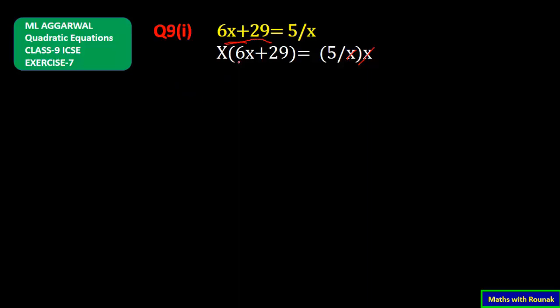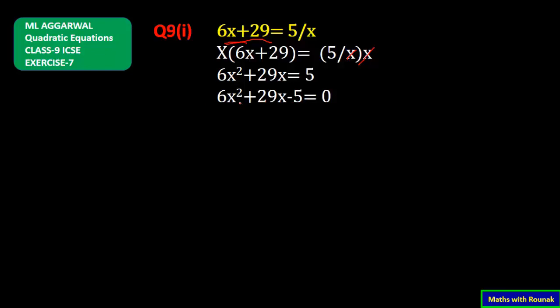If we multiply x with 6x, we will get 6x square. And if we multiply x with 29, we will get 29x. So our equation will be 6x square plus 29x is equal to 5. Now we can transpose 5 to the left hand side. We will get 6x square plus 29x minus 5 is equal to 0.